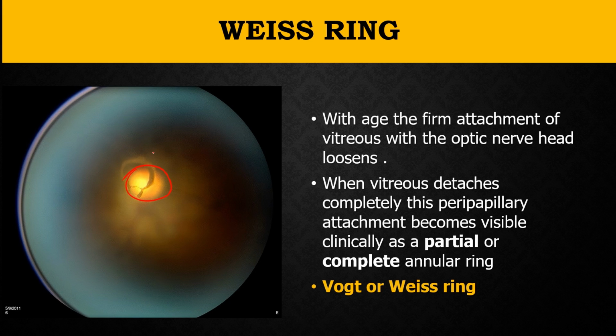Now, as the vitreous detaches completely from this peripapillary area, that is the area around the optic disc, it becomes visible clinically as a partial or a complete annular ring, and this ring is known as the Vogt's ring or the Weiss ring.